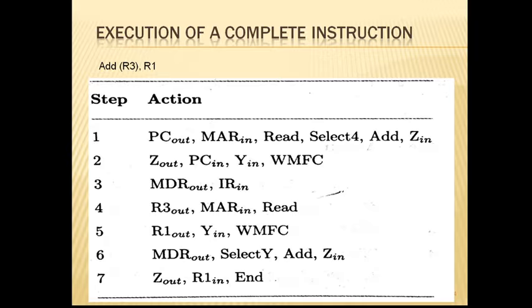Since step 2 is part of the fetch phase itself, the same action will be performed for all instructions, including branch instructions. This will not cause any harm because register Y is not used for any other purpose at that time. Register Y alone is used for this purpose only. It is not going to be used for any other thing, so it is not going to harm any other action here.